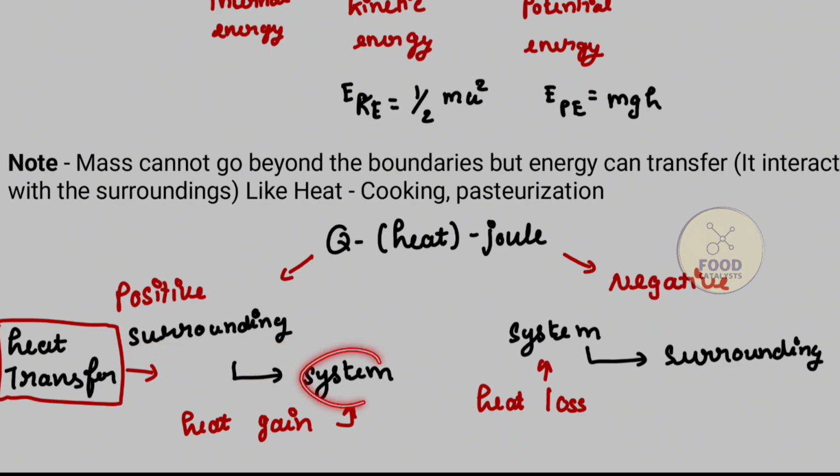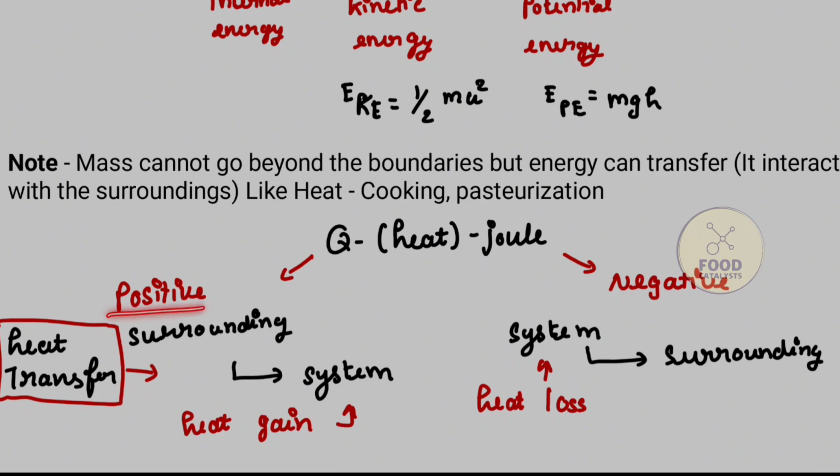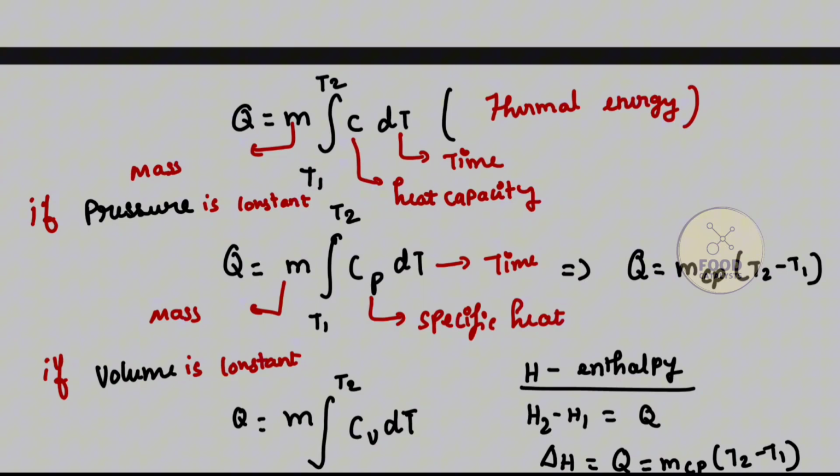It means the system is actually gaining the heat. If the system is losing heat, then it is a negative heat. So we can divide it into positive and negative. That is the first thing you need to know. Now let's take a look at this formula.